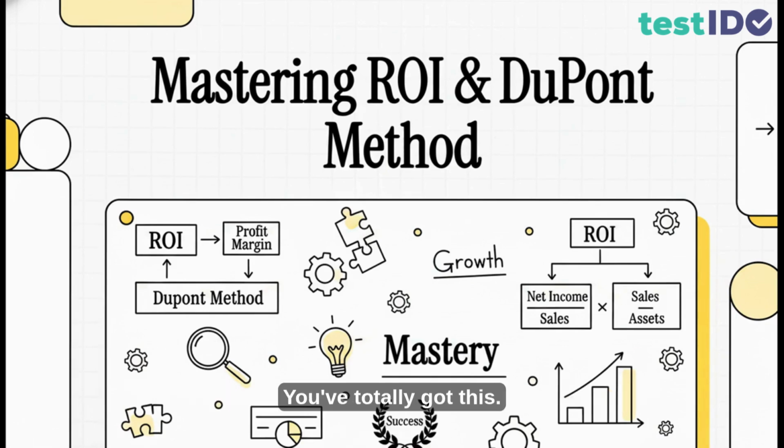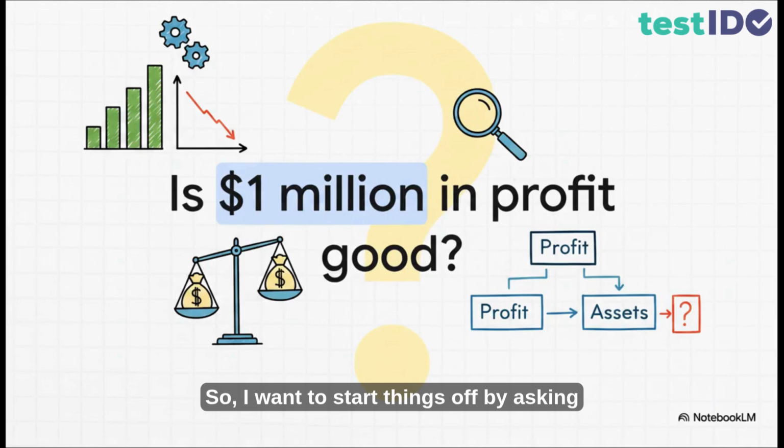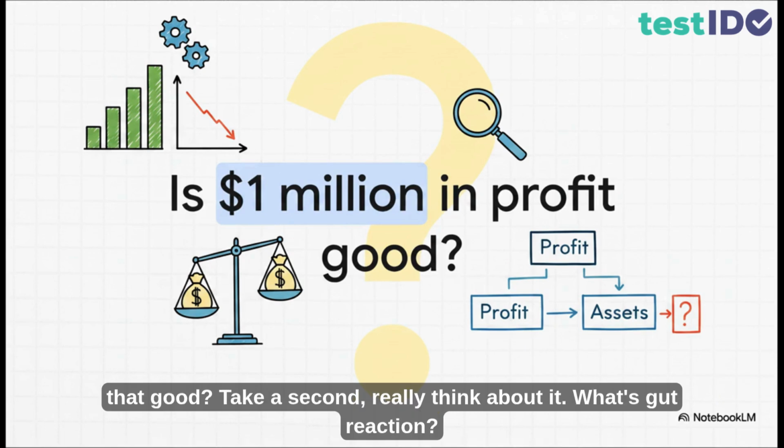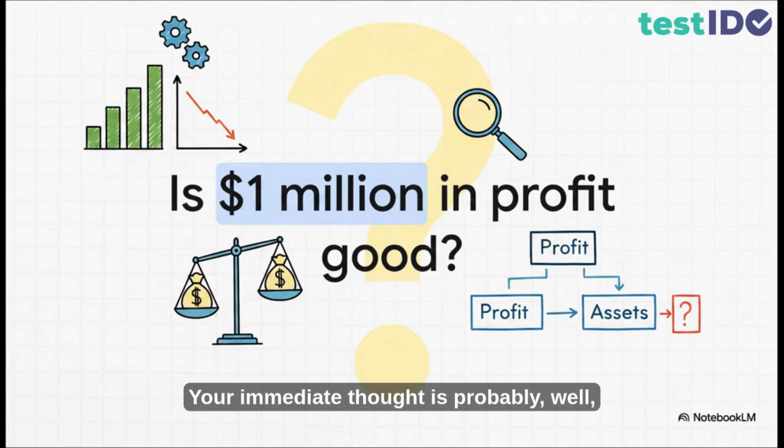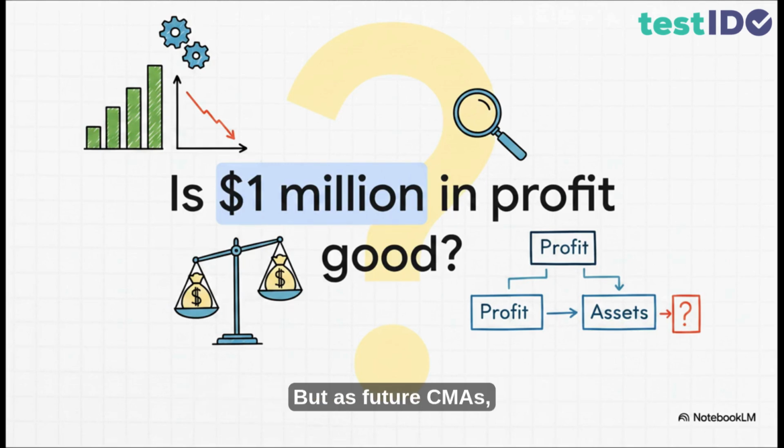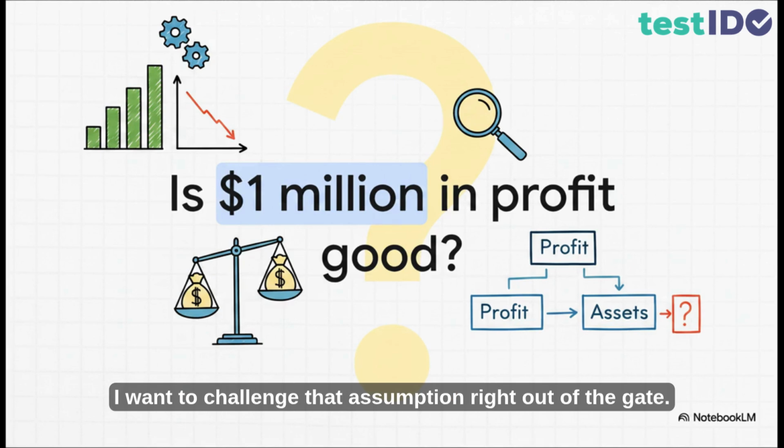You've totally got this. So I want to start things off by asking you a really direct question. If I tell you a division made $1 million in profit, is that good? Take a second. Really think about it. What's your gut reaction? Your immediate thought is probably, well, yeah, $1 million is a ton of money. But as future CMAs, I want to challenge that assumption right out of the gate.